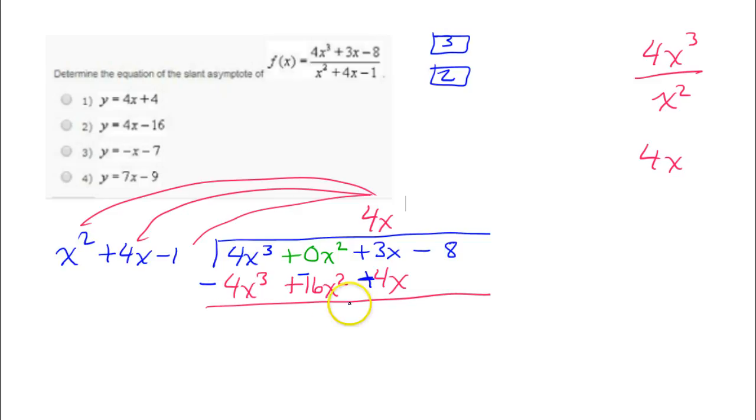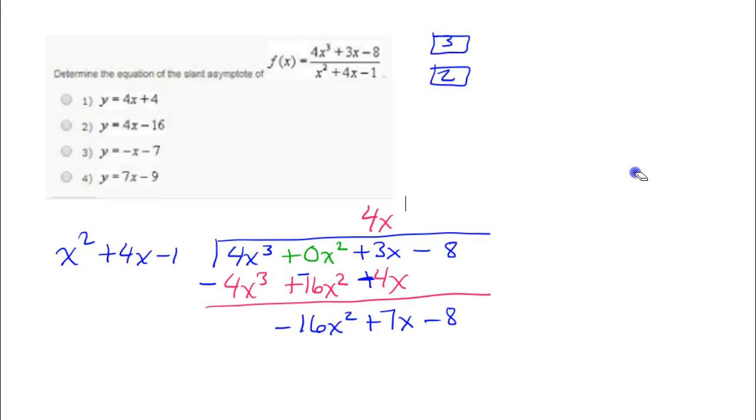Okay, so these cancel out. Here I have negative 16x squared. This makes positive 7x, and I bring down the minus 8. Okay, and then you start over.